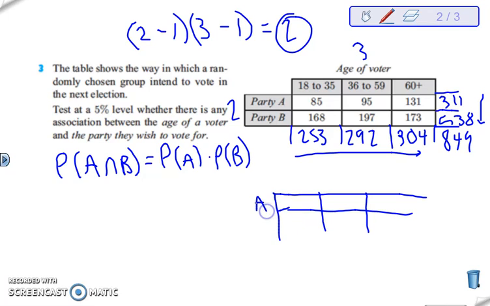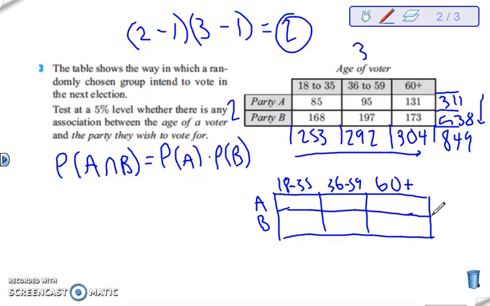So we're still going to have A and B, still going to have 18 to 35, 36 to 59, and 60 plus. To calculate the probability, again, it's the total number of ways something can happen divided by the total number of terms in the table.